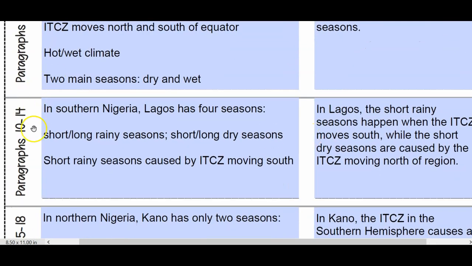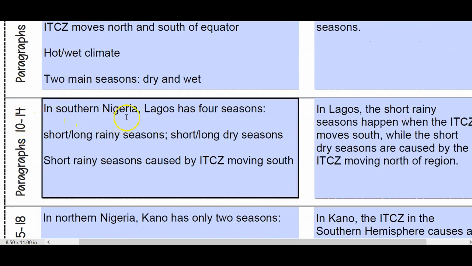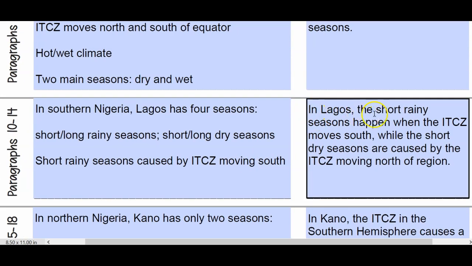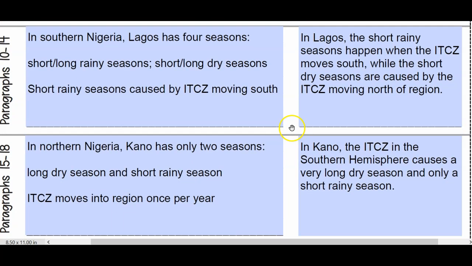And then here, paragraphs 10 through 14. In southern Nigeria, Lagos has 4 seasons. It's short and long rainy seasons, and short and long dry seasons. Short rainy seasons are caused by the ITCZ moving south. In Lagos, the short rainy season happens when the ITCZ moves south, while the short dry season is caused by the ITCZ moving north. That's the climate belt that you see. All those clouds that you see around the equator, they move up and down.